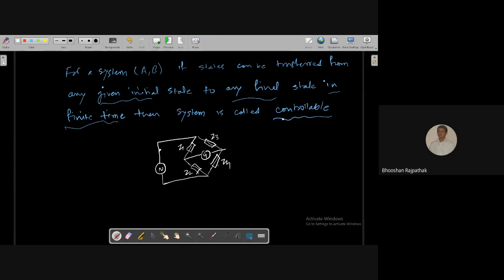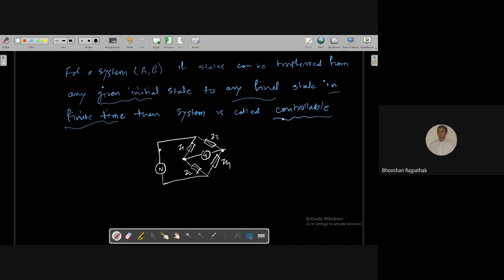Or for any bridge. Now, assuming that the bridge is balanced, that means the galvanometer shows no deflection. That means no current flows through this. That means these two are equipotential points. This point and this point are equipotential points. That is when the bridge is balanced.